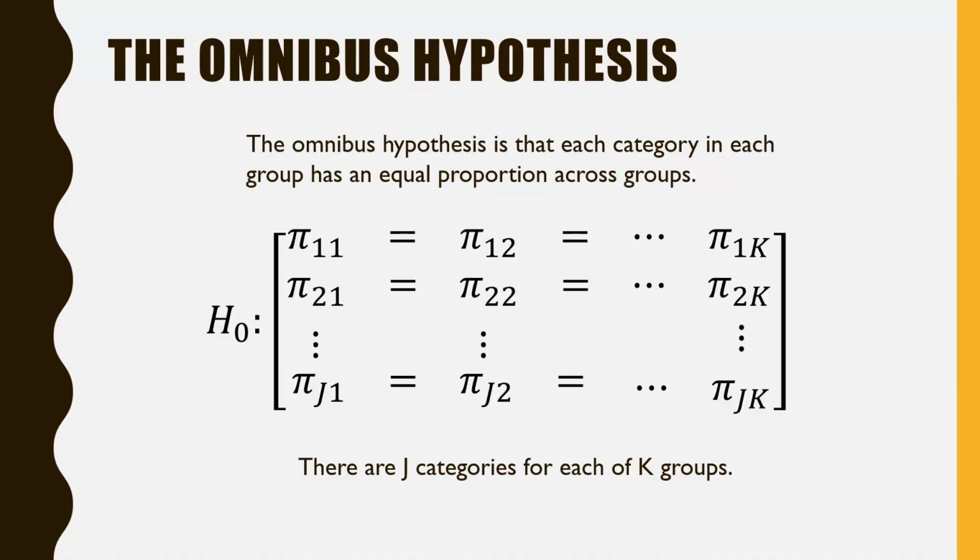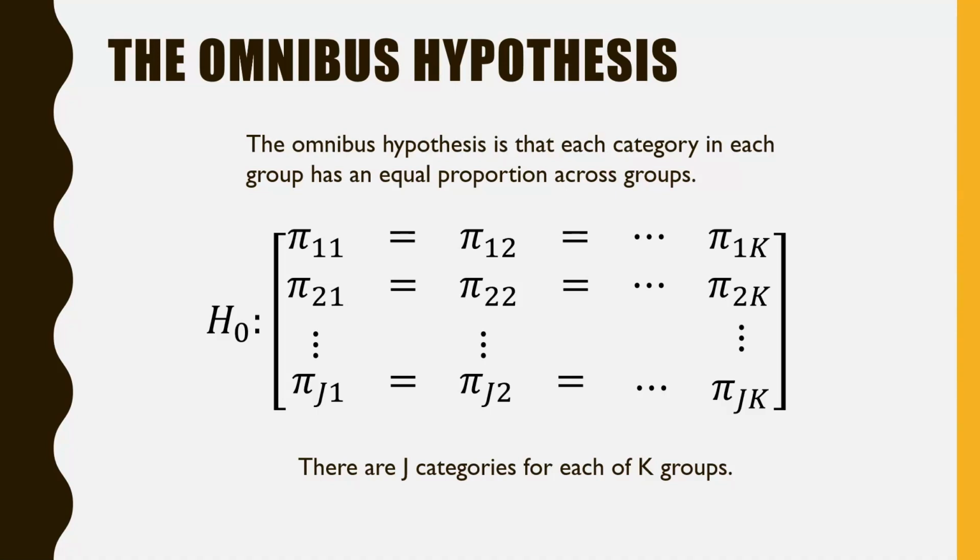So let's think about what that means in the context of our aspirin placebo example. Each category in each group. Well, what are the groups? There are two groups, two samples, as it were, representing two different populations. One sample represents the population of individuals not getting a treatment. So that would be the placebo group. The other group is the aspirin group, and that represents the population of individuals who could be treated by taking aspirin each day. So this omnibus hypothesis is that each category in each of these groups has an equal proportion.